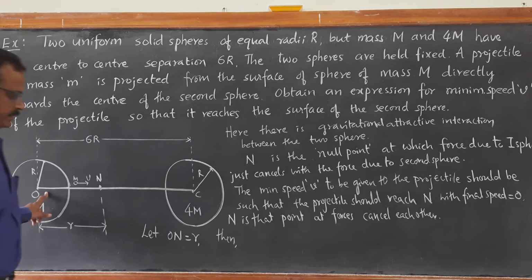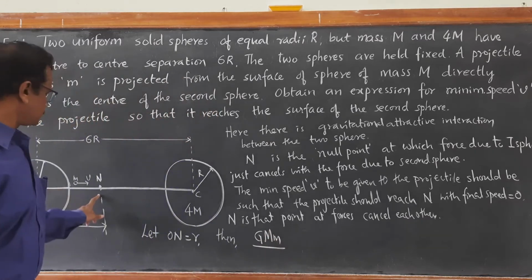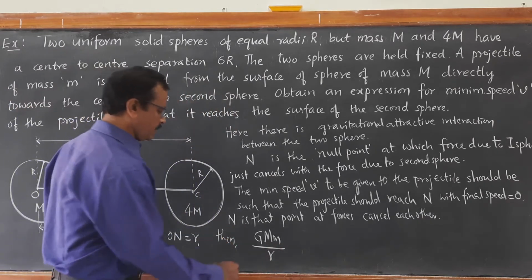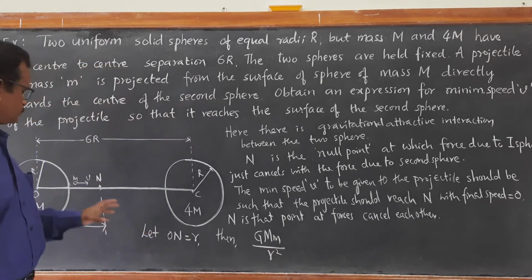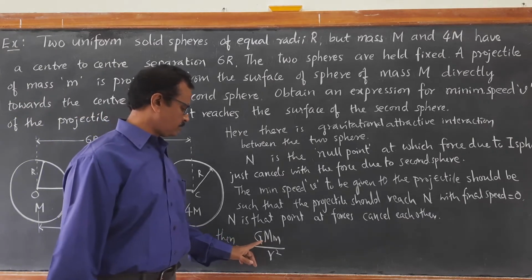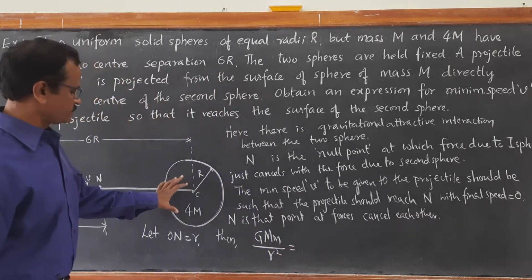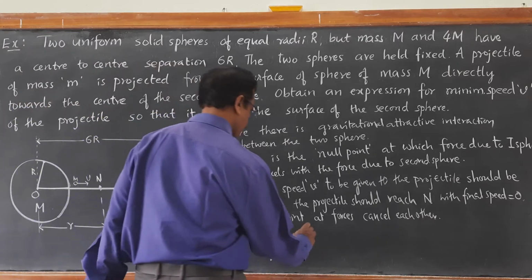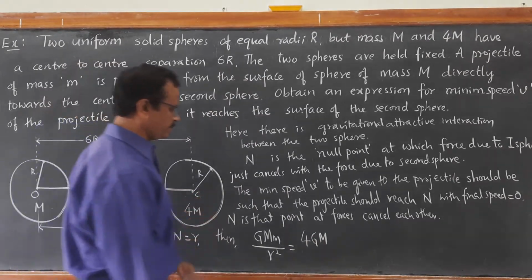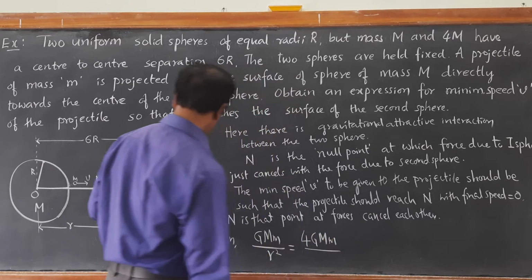Then the force of gravitation due to the first sphere is Gmm upon r square, because the distance from N is ON, which is equal to r. This force of attraction must be equal to the force of attraction by the second sphere, which is given by 4 times Gmm, because the mass of the second sphere is 4m. So G into 4m into m, that is 4 Gmm upon the distance from here to here.